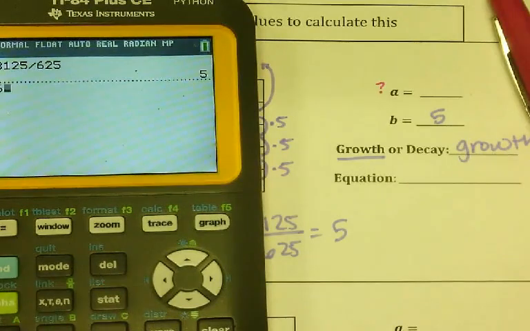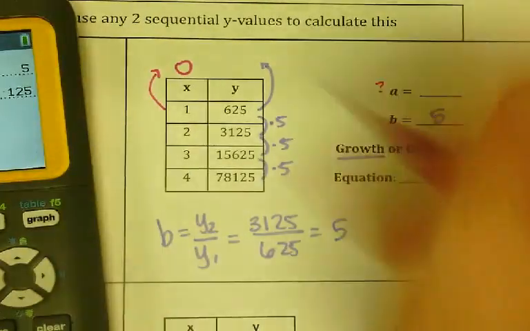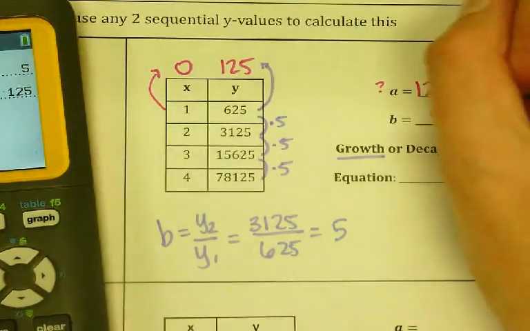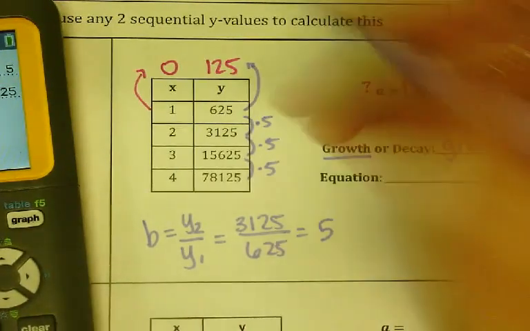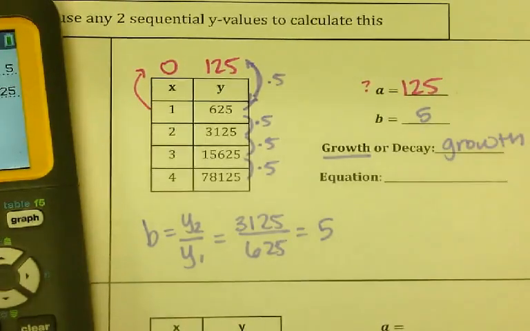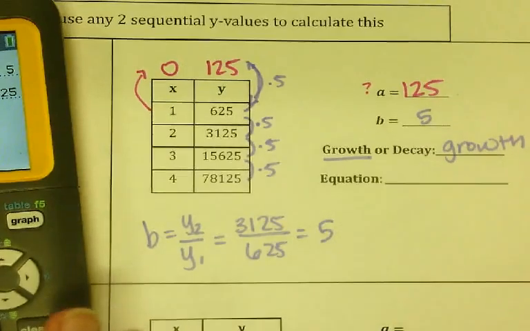So I would sit here and say, okay, 625 divided by 5 gives me 125. So you can kind of work backwards to find your y-intercept there of 125. And now we can also see, yay, 125 times 5 does give us that 625. So guys, now that we have that here, we can look at this.